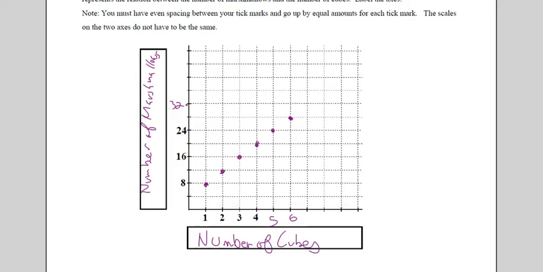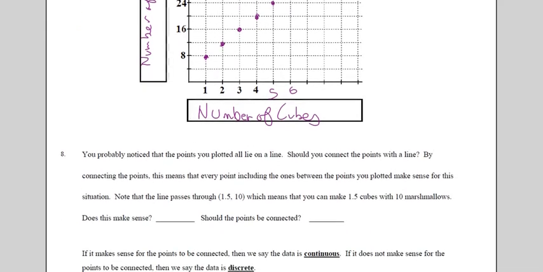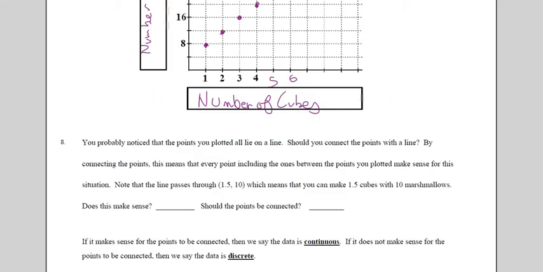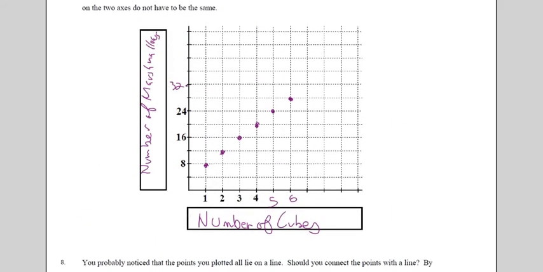Always look at the scale, because a lot of times we just figure that it's 1s, and sometimes it isn't, and you can get into trouble looking at a scale and figuring it's just by 1s when it really isn't. So make sure you take a look. You probably noticed that all the points plotted lie on a line.